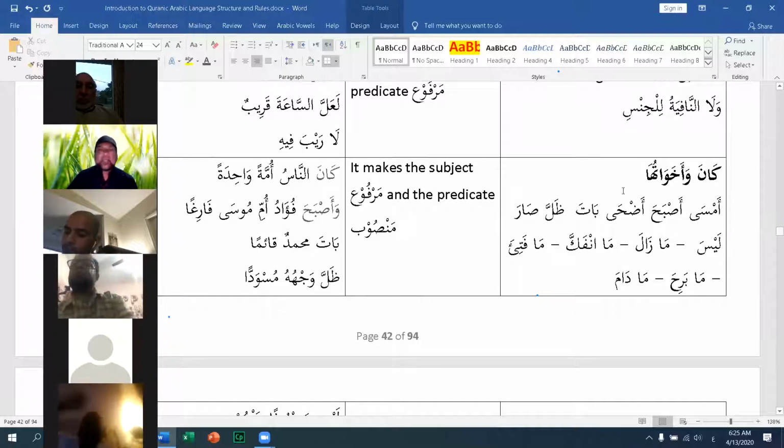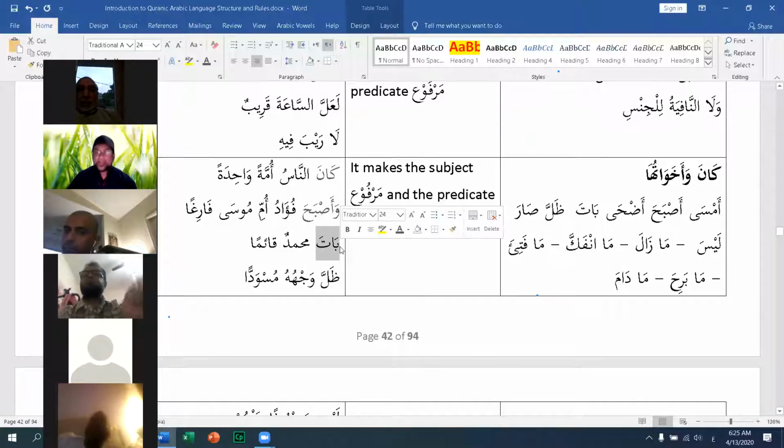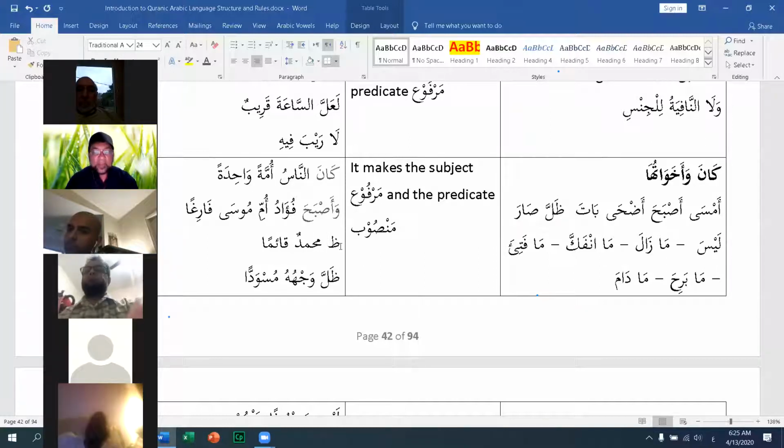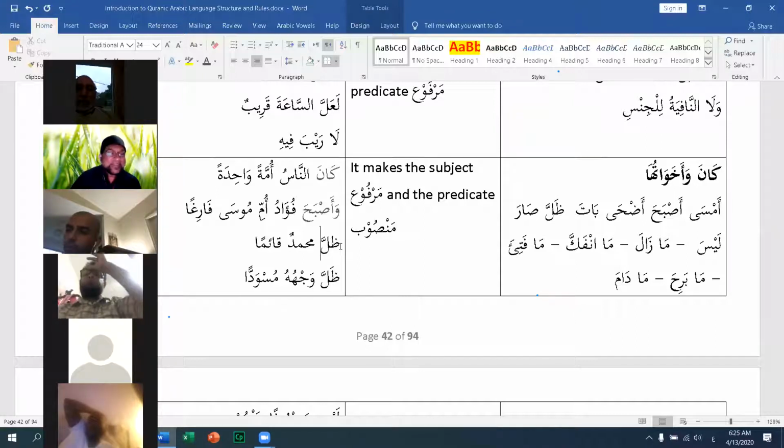The same for amsa. We can say amsa Muhammadun qa'iman. He spent the evening praying. Asbaha Muhammadun qa'iman. In the morning he was praying. Adha Muhammadun qa'iman. He prayed at the time of duha. Let's keep this one example right here. Let's take zalla. Zalla Muhammadun qa'iman. Zalla means to remain. So he was and he still is.